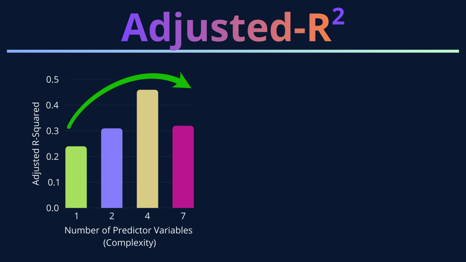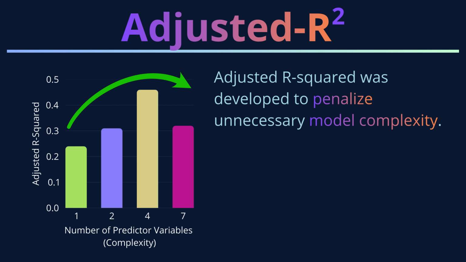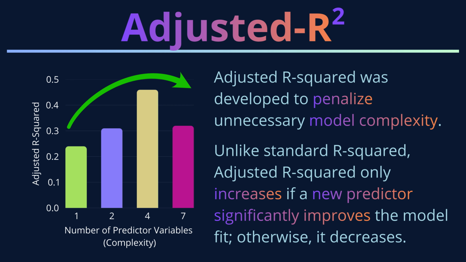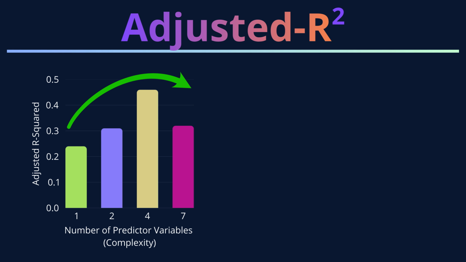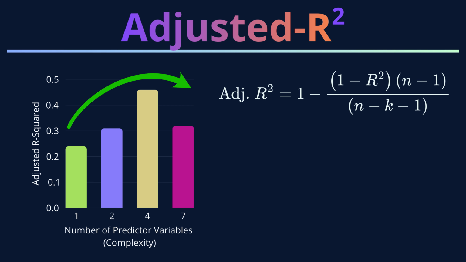To overcome the limitations of R-squared, adjusted R-squared was developed to penalize unnecessary model complexity. Unlike standard R-squared, this value only increases if a new predictor significantly improves the model fit; otherwise, it decreases. This is achieved by using degrees of freedom in the calculation.